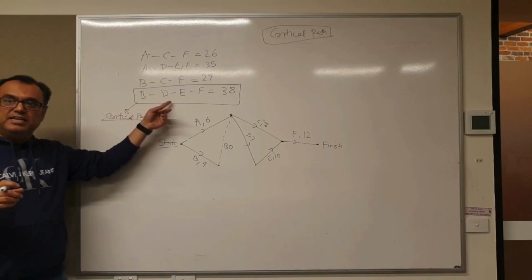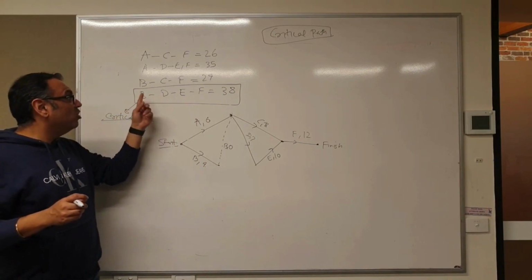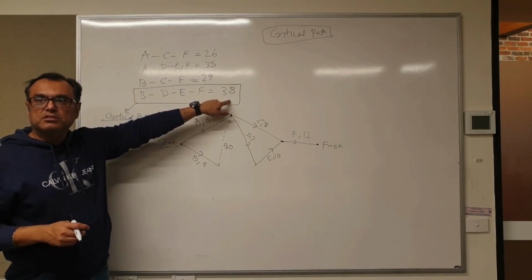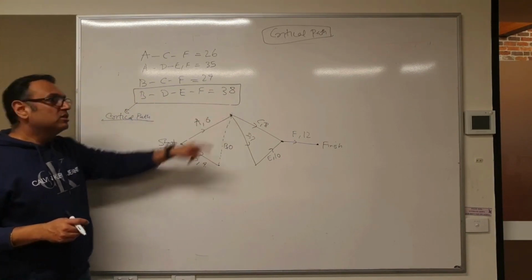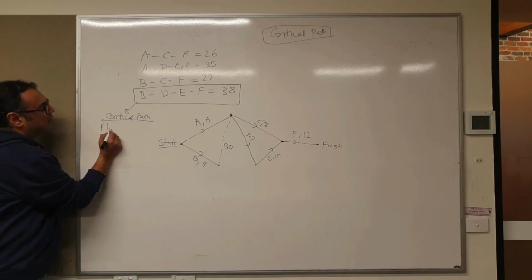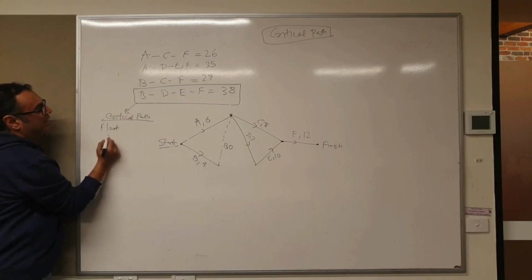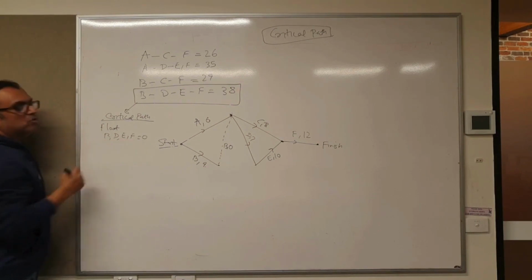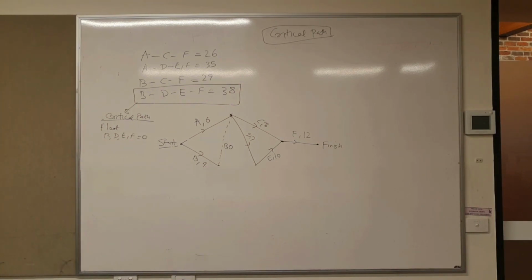Each activity is like eating the breakfast. The moment you delay B or D or E or F, you've gone past 38 minutes. Right? So the float on all the activities B, D, E and F will be 0.